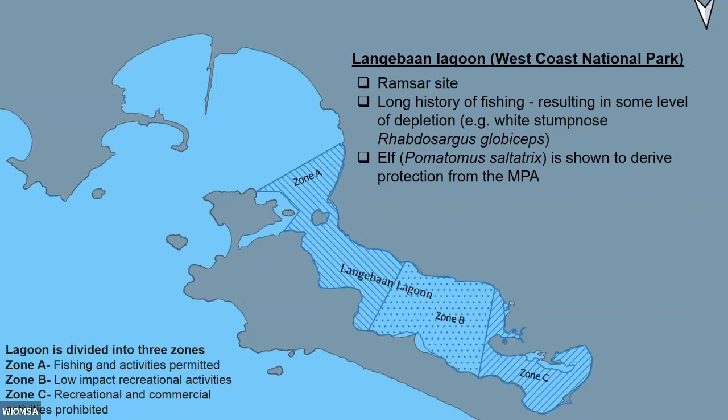So the Langebaan Lagoon as an MPA uses zones to reduce overexploitation and mitigate anthropogenic factors. As you can see with the map in front of you, the Langebaan Lagoon is divided into 3 zones. We have Zone C, which is the sanctuary zone that prohibits fishing and all activities. Then we have Zone B, which is the restricted zone that allows low impact recreational activities. Also, no power boats are allowed here. Then we have Zone A, a controlled zone where fishing and activities are permitted, activities such as swimming and kite surfing. It is therefore important that the performance of the MPA is monitored consistently and regularly.